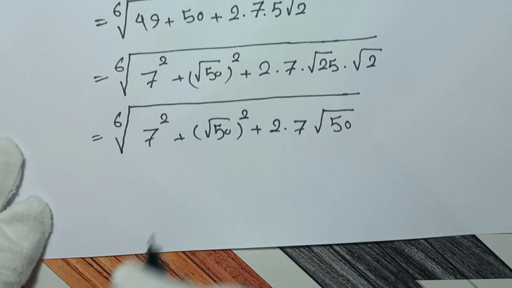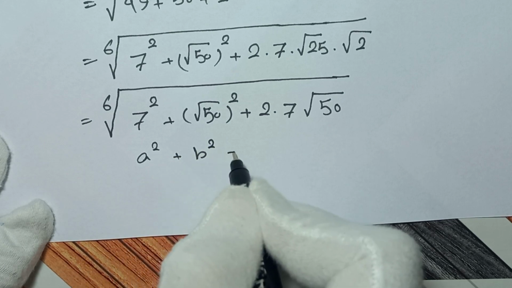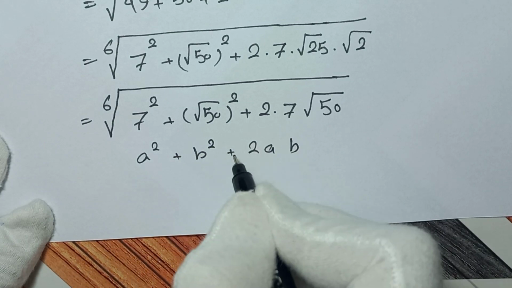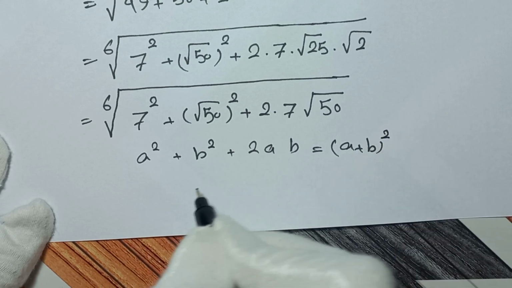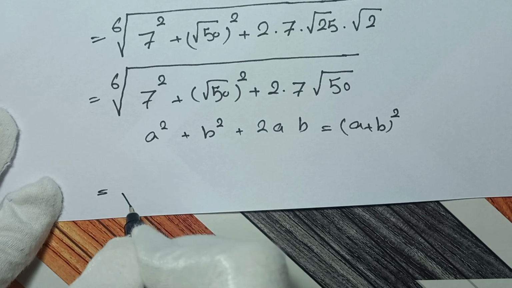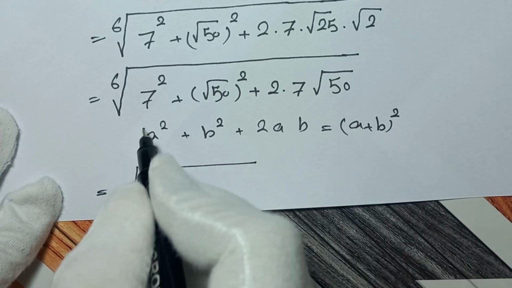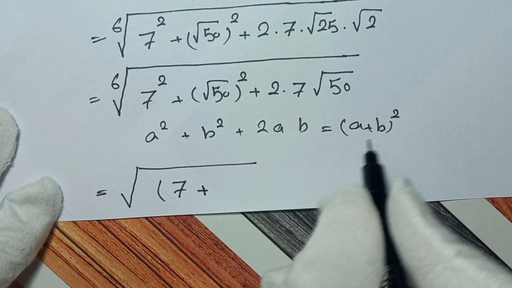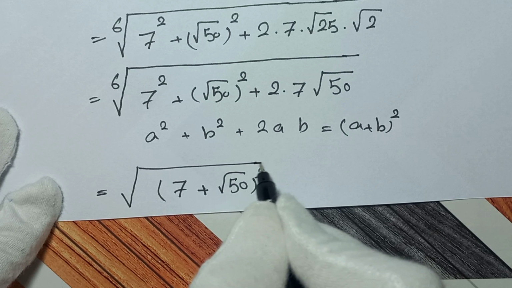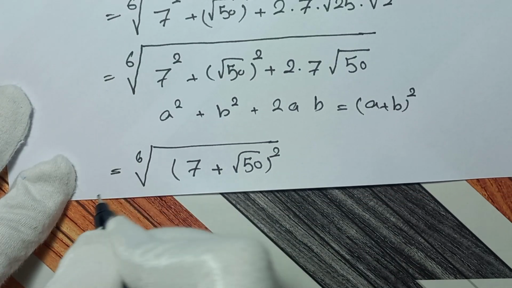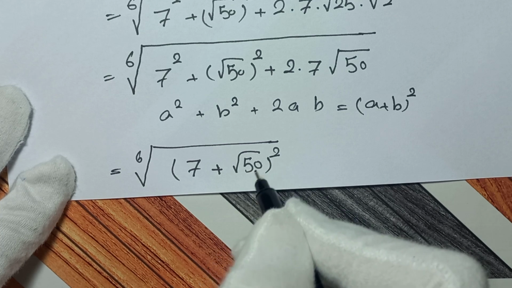So if you look at this carefully, this is in the form of a square plus b square and plus 2ab, right? Which is equal to a plus b to power of 2. So in here we can write this as a plus b to power of 2. So it will be a is 7, plus b is square root of 50, and to power of 2, right? And here this is 6th root, right? So 6th root of 7 plus square root of 50 to power of 2.